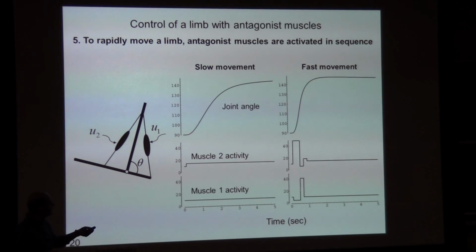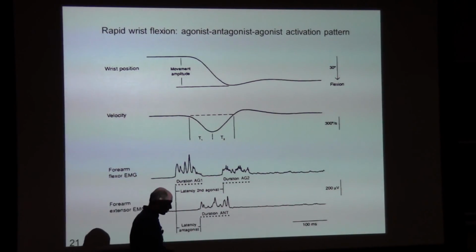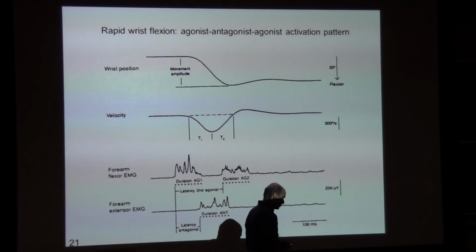It's called the 3-burst activity: biceps, triceps, back to a biceps. This is how you make fast movements. So that was my little cartoon of it. Let me show it to you with actual data.